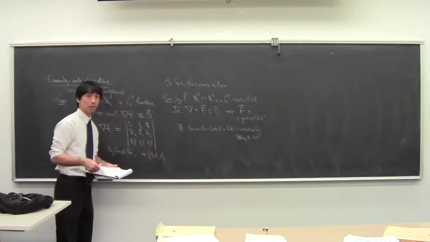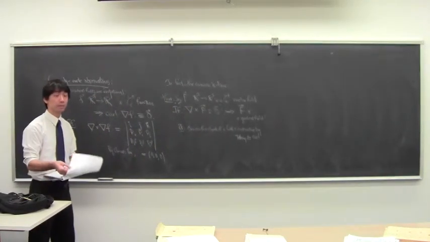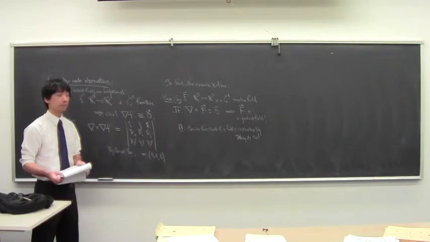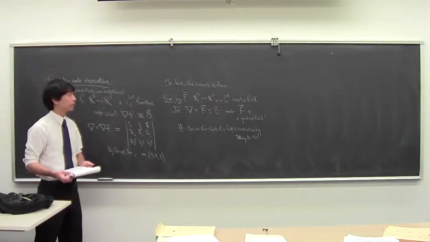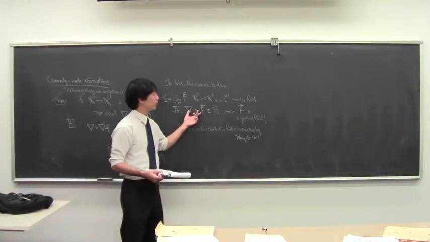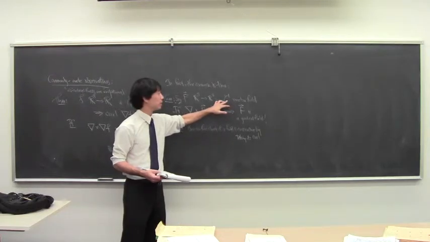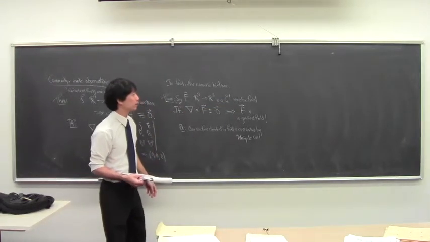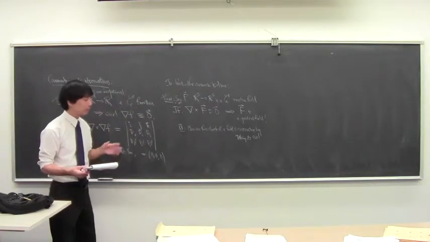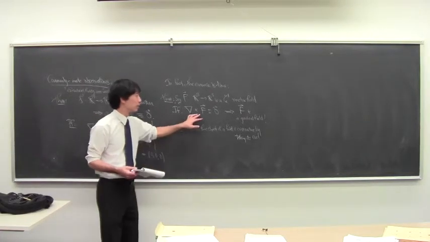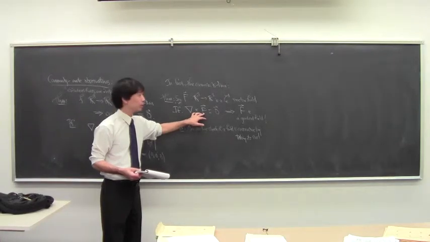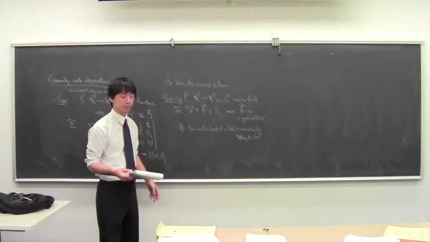So there's no field where the curl is 0 and it's not a gradient? That's right. If its curl is 0, it has to be a gradient field, as long as it's sufficiently smooth. Basically speaking, anybody whose curl is 0 is a gradient field, and vice versa.